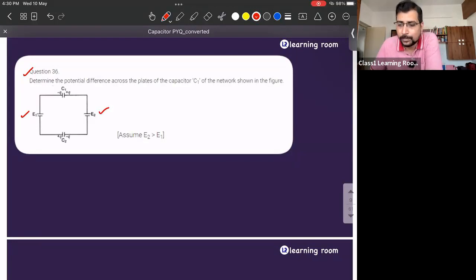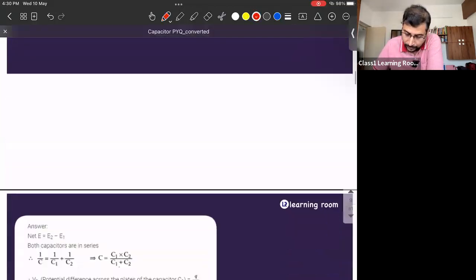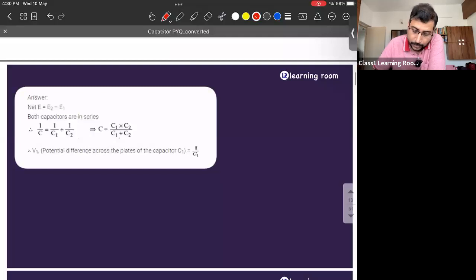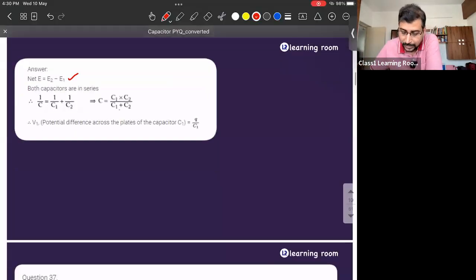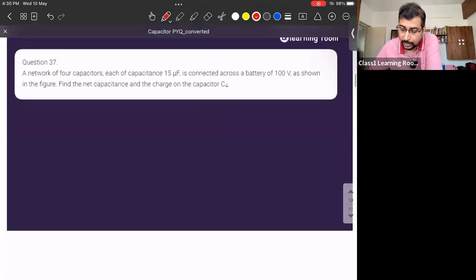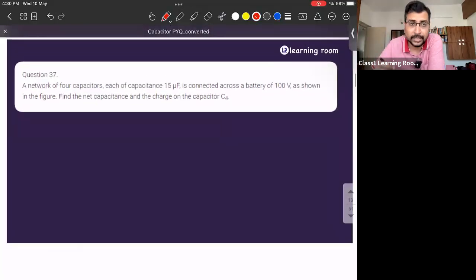See, but this question you will not be able to solve because I need to teach you cells in series and parallel. So let's leave this. Because the net EMF will be E2 minus E1. You need to know this only, then you will be able to solve. I'll explain this after we complete cells in series and parallel in the next chapter. Do this one.